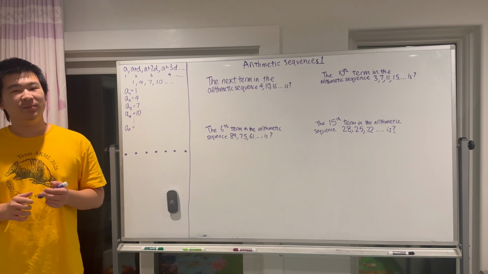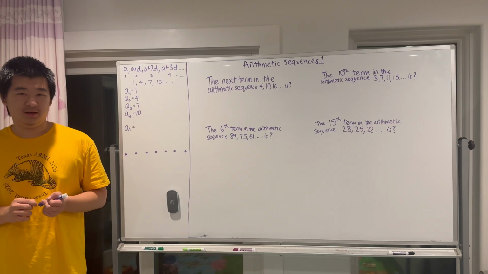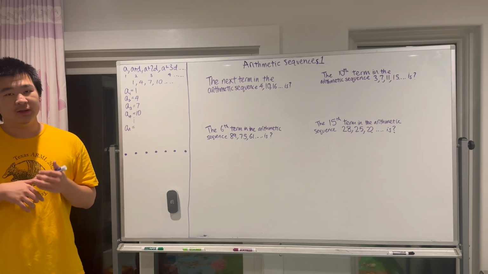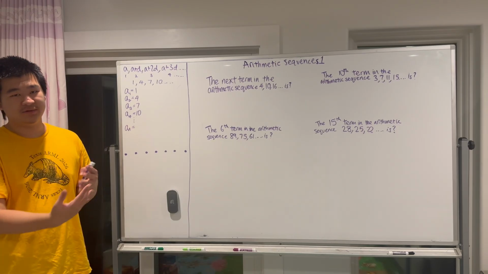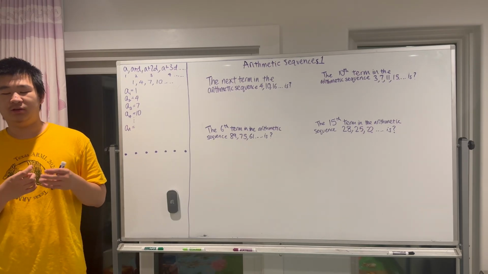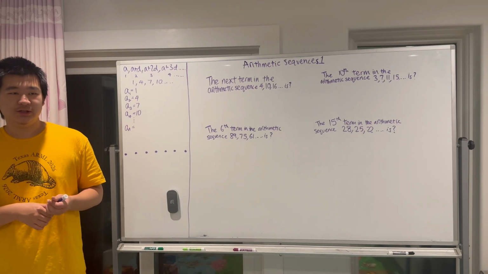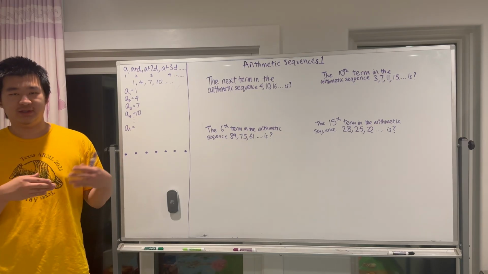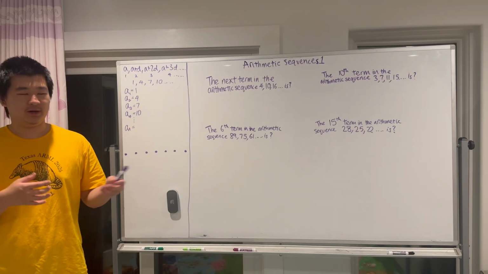In this video, we're going to be doing arithmetic sequences part 1. With arithmetic sequences, we're going to be learning two things. The first thing is how to determine the terms of the sequence, and the second thing is how to determine the sum of the sequence. In this video, we're going to be doing the terms, and in the next video, we're going to do the sums, just so you know what's going to happen here.